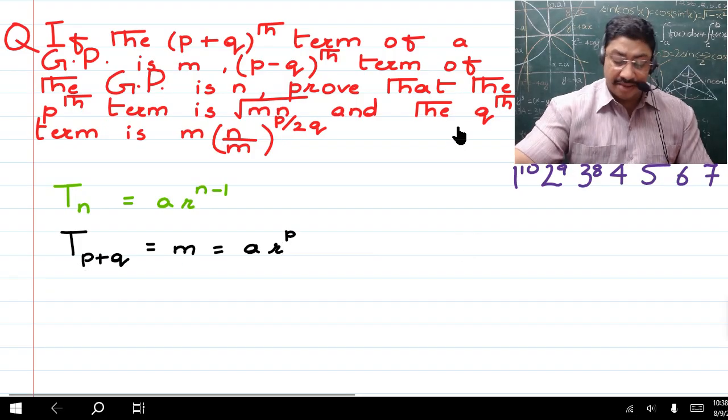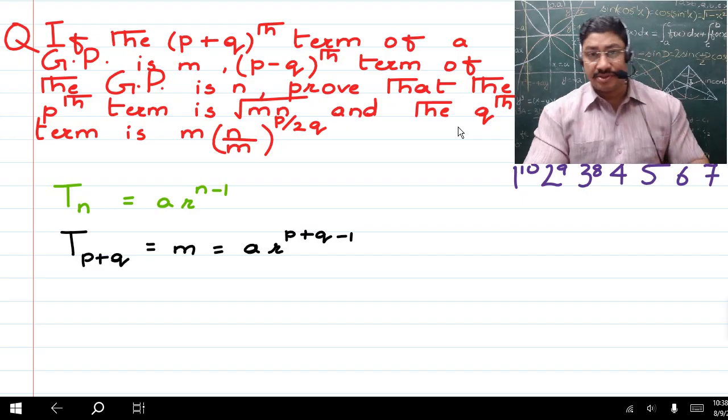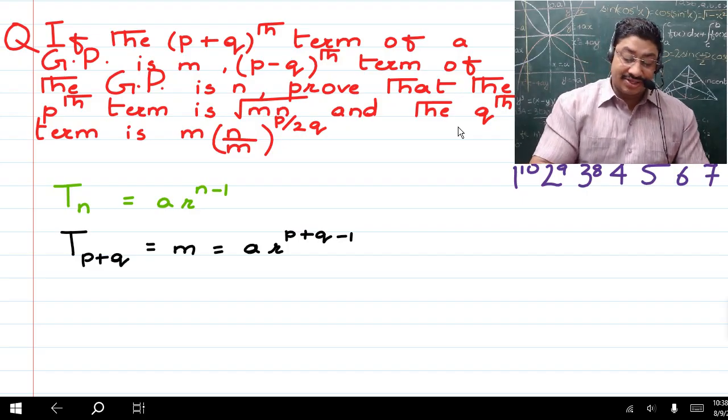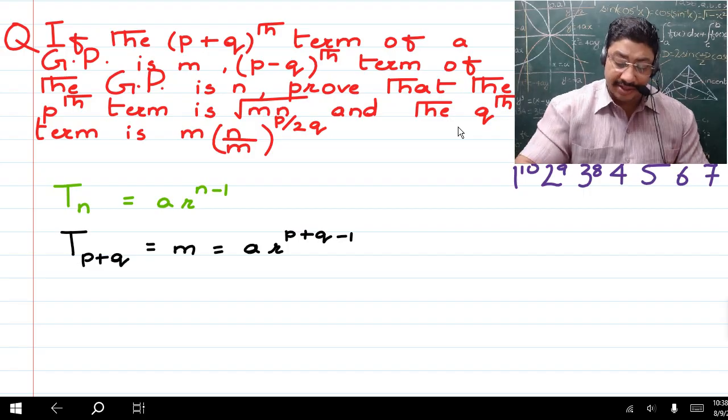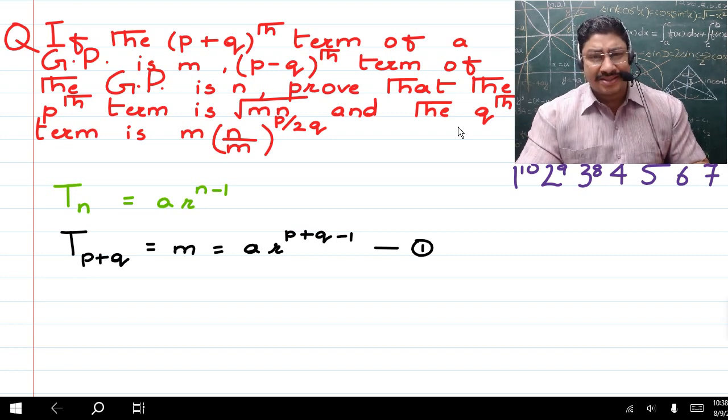So it is going to become equal to AR raised to the power p plus q, from which 1 is to be subtracted, right? So as such, this then becomes the first equation, and we'll mark it as the first equation, and in times to come, we will find out the unknowns. Now, can you tell me at this time what are the two unknowns?